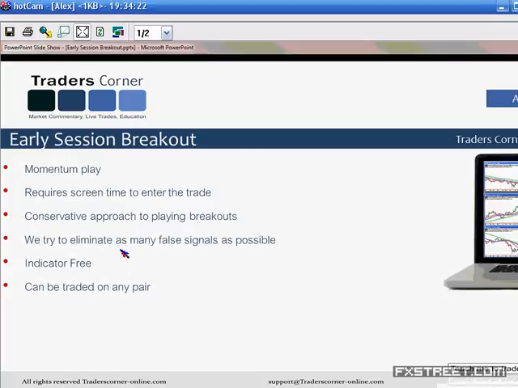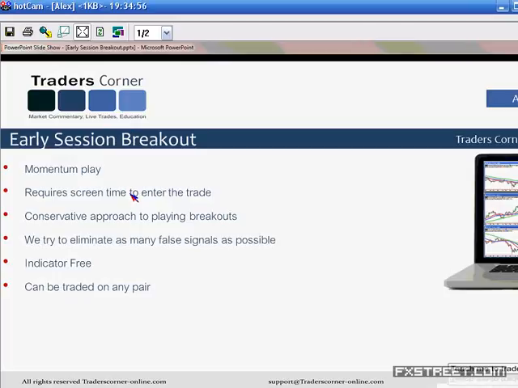So back to this system. It's a momentum system. Okay, it does require screen time to enter the trade. Once you're in the trade, depending on how you exit, you can almost set and forget it. But it does require you to be in front of the screen to take the trade. There are some breakout systems where they say ultimately just bracket the high and the low of the breakout area of the congestion zone and buy the top and sell the bottom. That's fine. But as I said, the way that we trade this is not to do that.